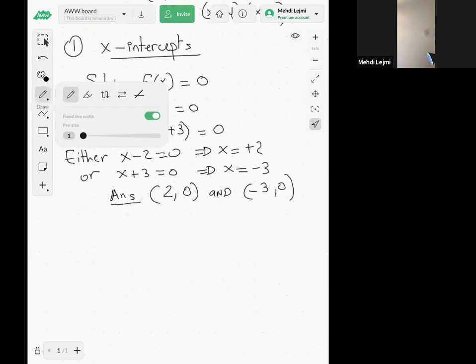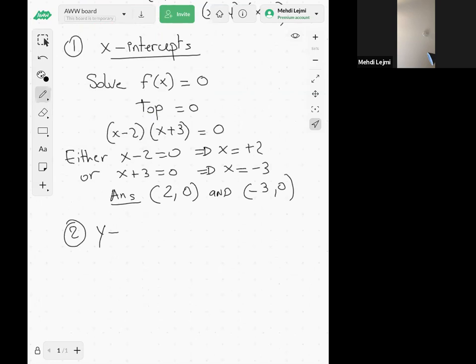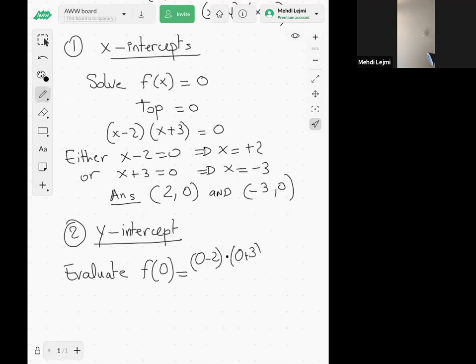The y-intercept, you just evaluate f of 0. So just plug 0 in the function. Just be careful when you multiply. This is multiplication here: 0 plus 3 over 0 minus 4, 0 plus 1. So the top is negative 2 times 3, that's negative 6, over negative 4. Negative over negative is positive. 6 over 4, you reduce the fraction, so that's 3 over 2. All right, so the answer is 3 over 2.